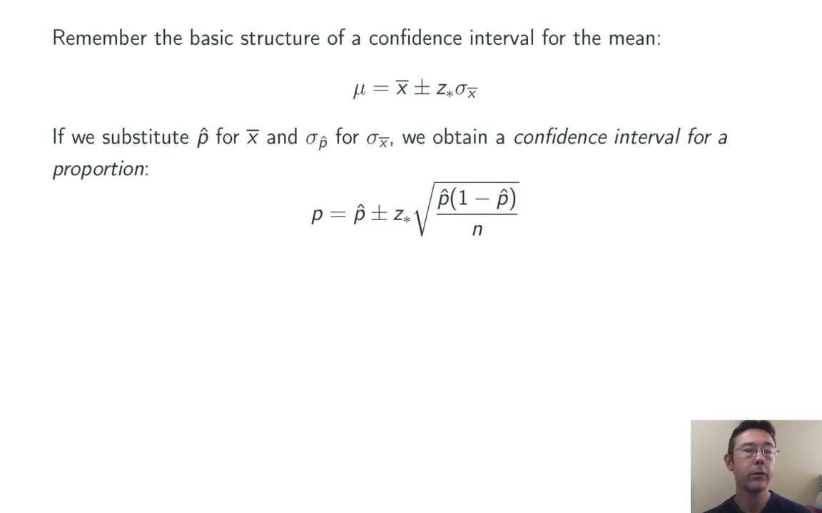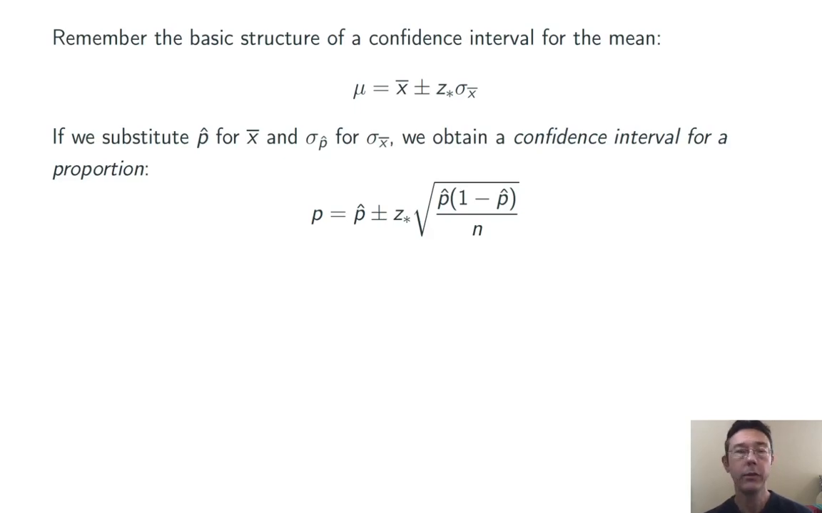So in this case, instead of x bar, we have p hat. And instead of sigma sub x bar, we have sigma sub p hat. So here's our formula for the confidence interval for a proportion. p equals p hat plus or minus z star square root p hat times 1 minus p hat over n. Now, if you're paying close attention, you'll notice that in that margin of error on the far right, I've replaced p with p hat.